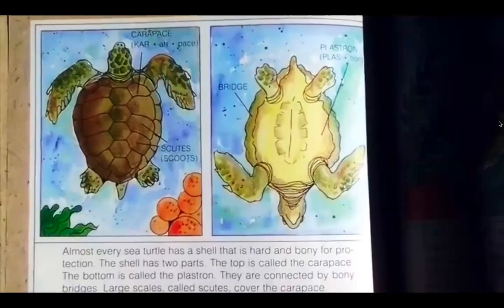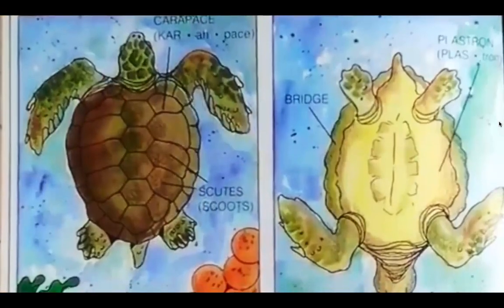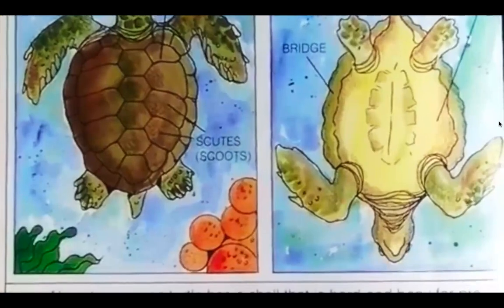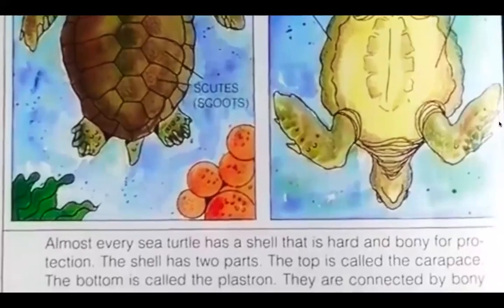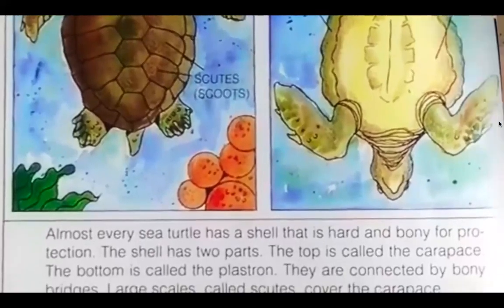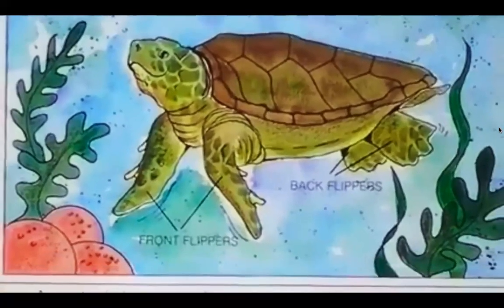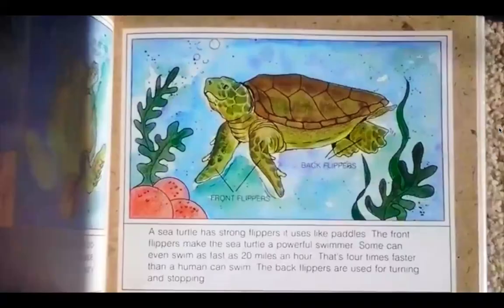Almost every sea turtle has a shell that is hard and bony for protection. The shell has two parts. The top is called the carapace. The bottom is called the plastron. They are connected by bony bridges. Large scales called scutes cover the carapace. A sea turtle has strong flippers it uses like paddles. The front flippers make the sea turtle a powerful swimmer. Some can even swim as fast as 20 miles an hour. That's 4 times faster than a human can swim. The back flippers are used for turning and stopping.